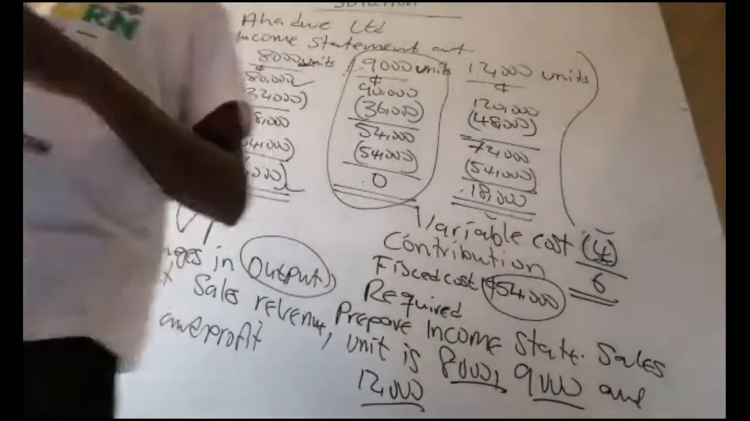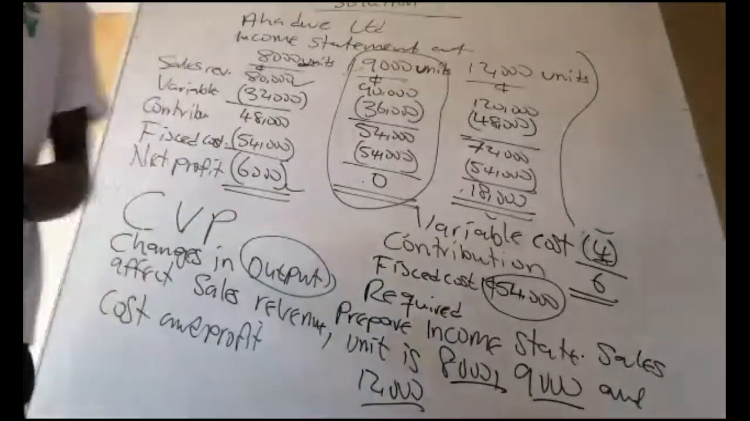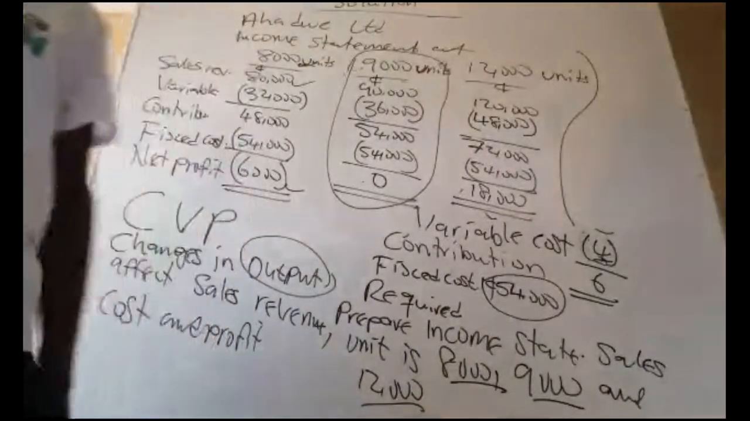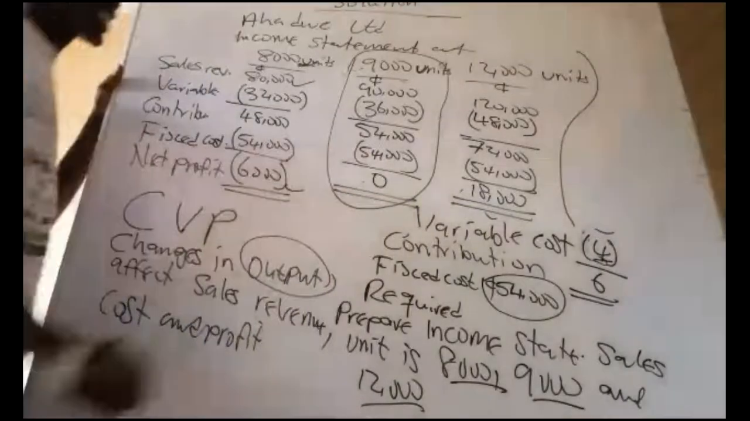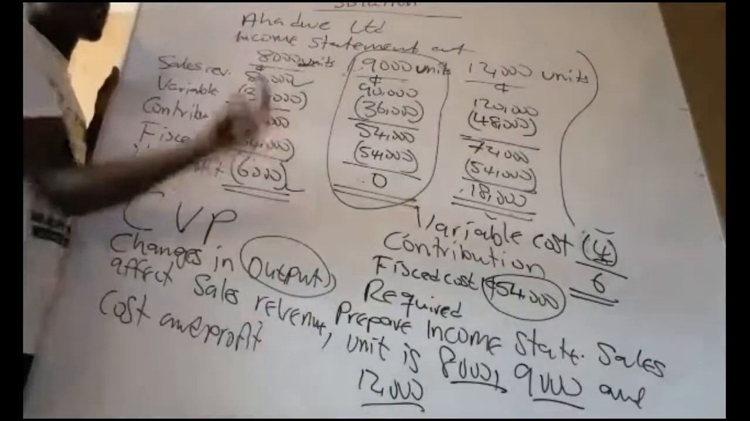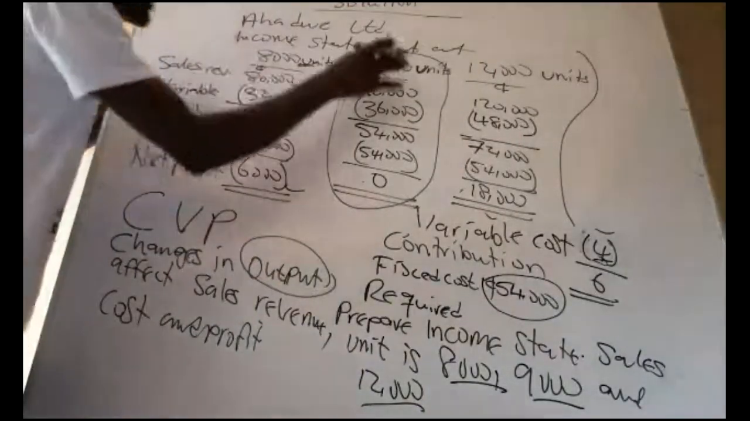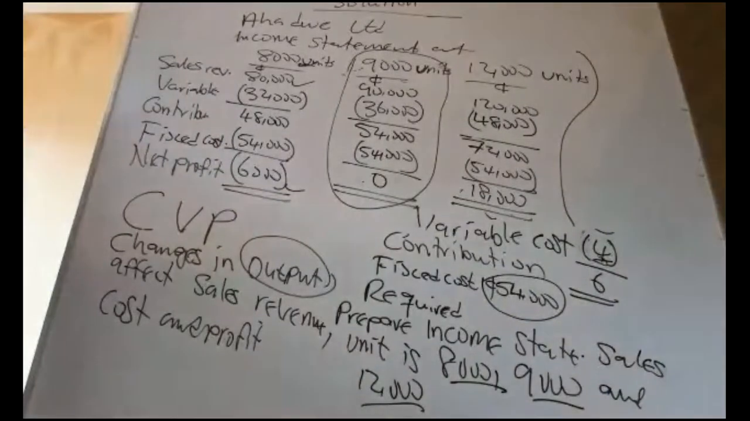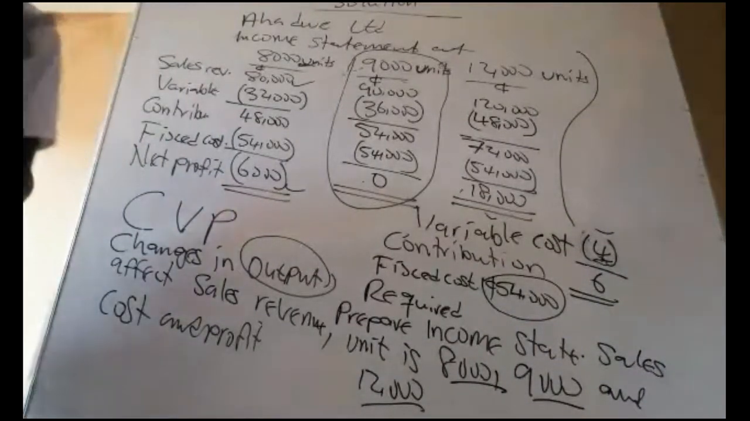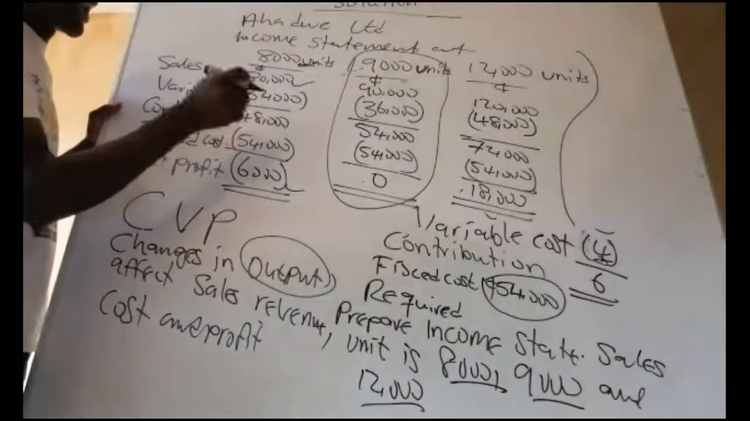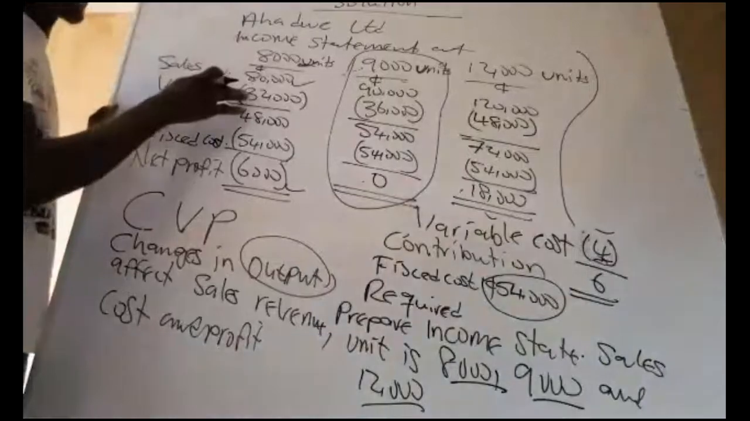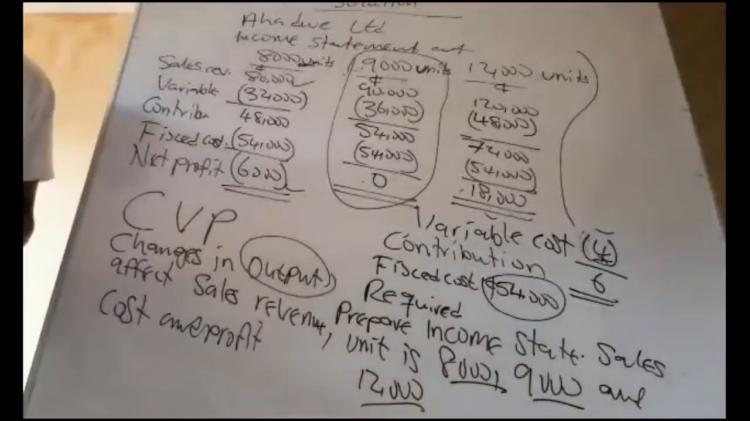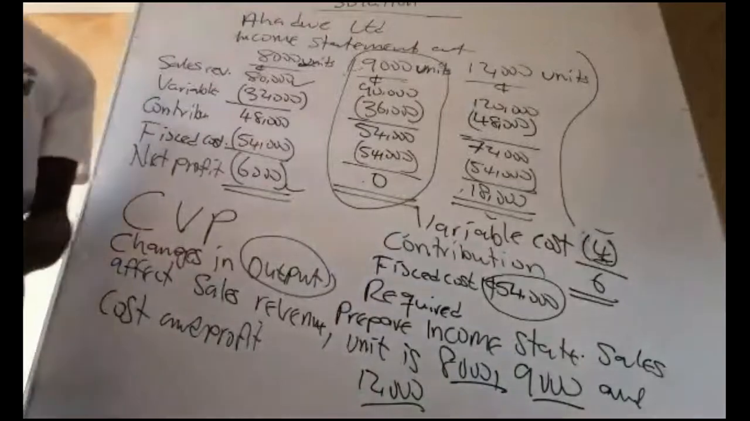Assumption 2: it assumes that the selling price and the variable cost per unit are constant at all levels of activity. You realize that the selling price was 10 cedi. When we produced 8,000, we still multiplied by 10, and we had 80. When we produced 9, we still multiplied by 10. We didn't change the selling price. The variable cost per unit also didn't change; it was 4 cedis, the same throughout. So it assumes that the selling price per unit and the variable cost per unit do not change.